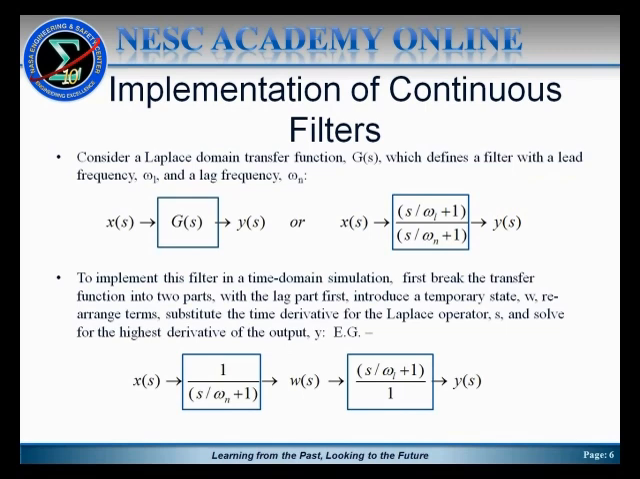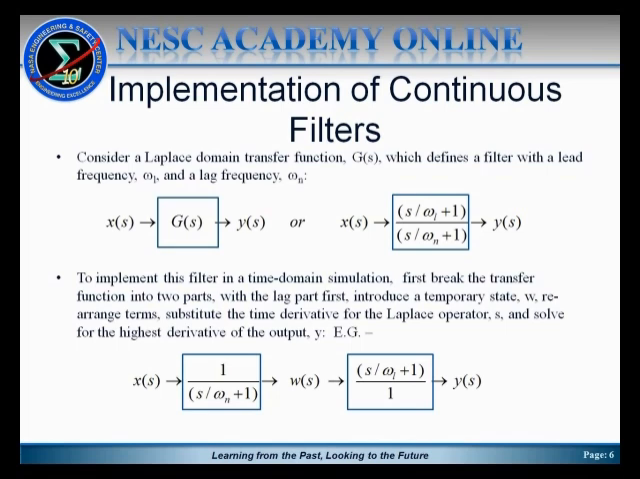Well, so let's consider a Laplace domain transfer function G of s, which defines a filter with a lead frequency omega L and a lag frequency omega n. So in the block shown at the upper left of the figure, it just shows some signal in the Laplace domain X of s coming in, and it's multiplied by this transfer function G of s, and out comes the output Y of s. Or if we define that lead lag filter in a form that has what's called a DC gain of 1, or a gain at low frequency of 1, then that's implemented as (s over omega L plus 1), where omega L is the lead frequency, divided by (s over omega n plus 1), where omega n is the lag frequency.